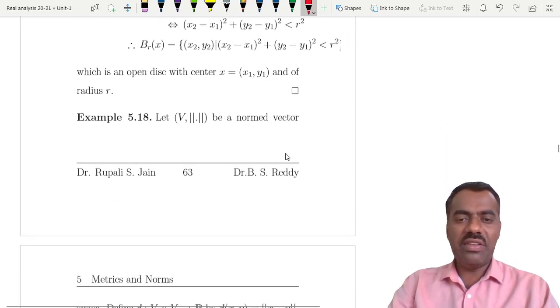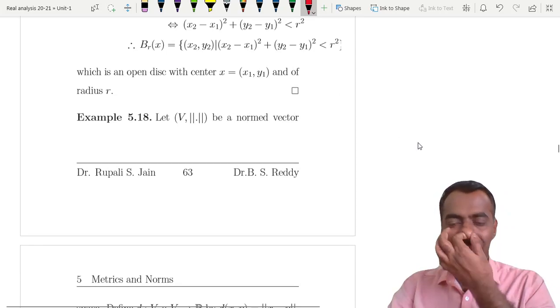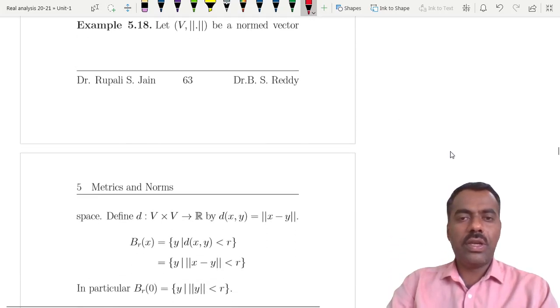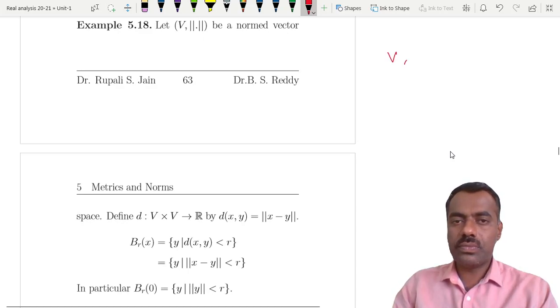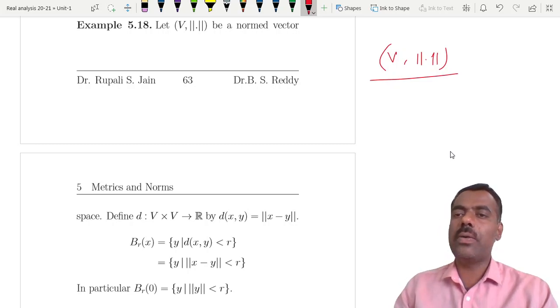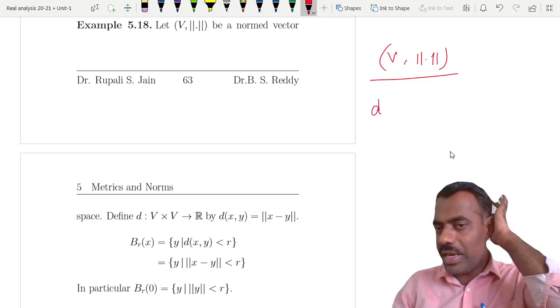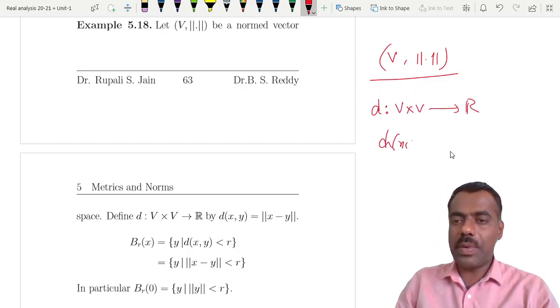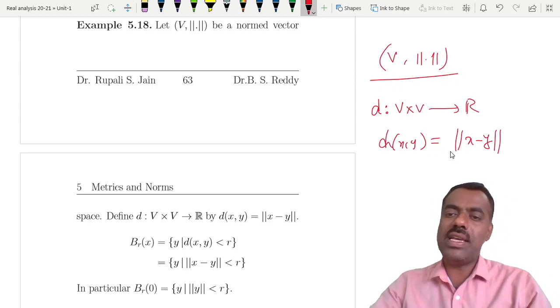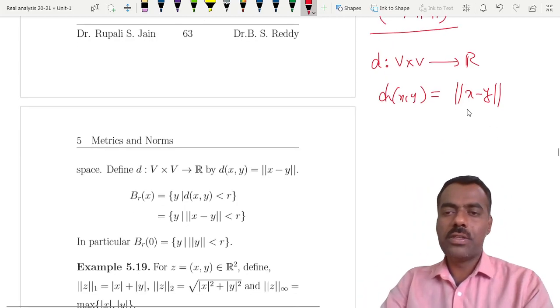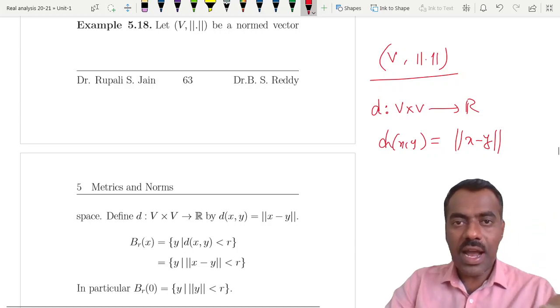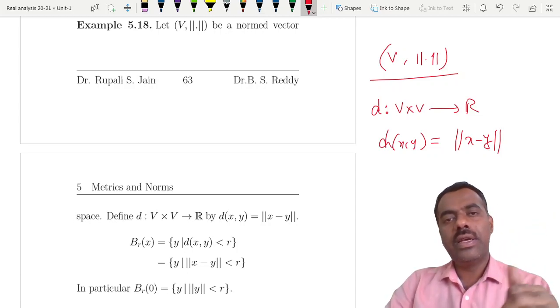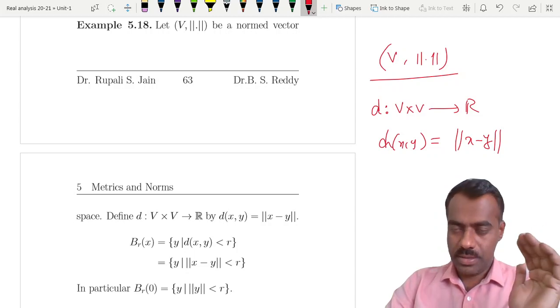Now, the same way, you can define this for a vector space, as we have defined for a normed vector space also. Once you have V, a normed space, from a normed vector space we can always define a metric. How can we define a metric? D maps from V cross V to R, D of x comma y. How can you define it in terms of norm? Obviously, norm of x minus y. This is the way you can define it. So once we have a normed vector space, we have a metric.